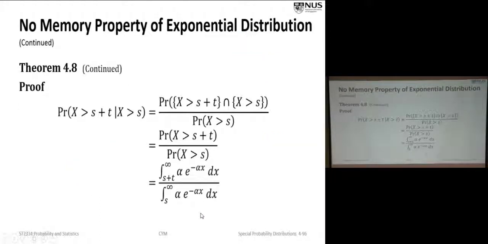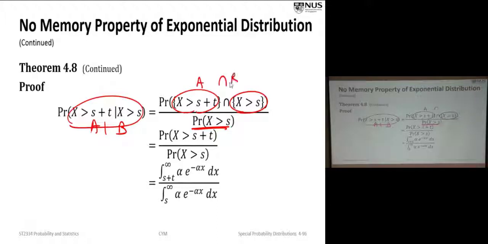we can prove it easily, all right? So for this part, x greater than s plus t and x greater than s. So this is event A given event B. So it's A intersect B, all right? So it's equal to probability of A intersect B divided by probability of B.